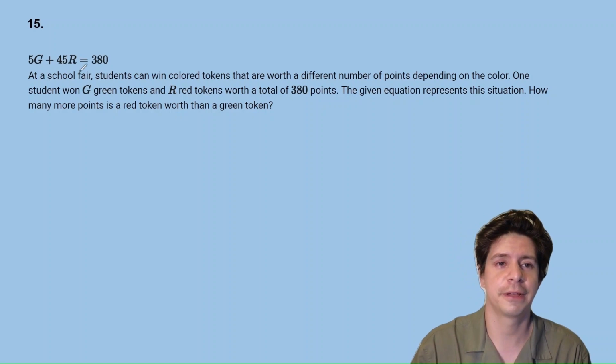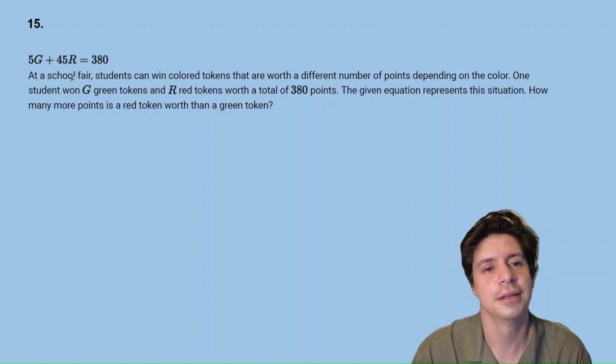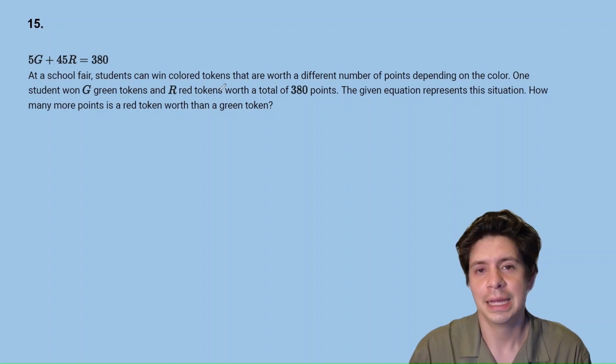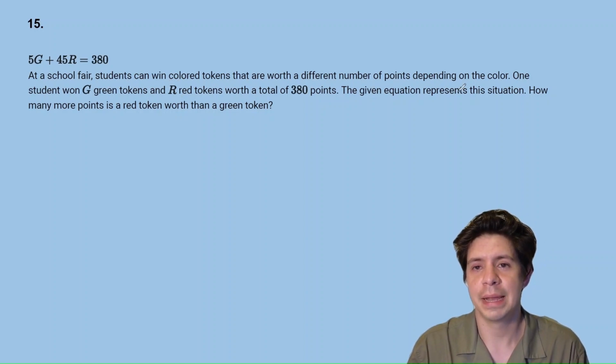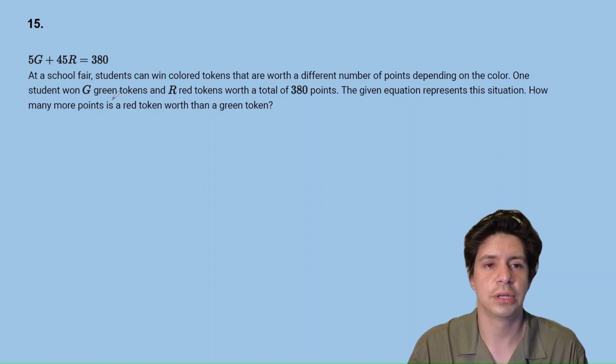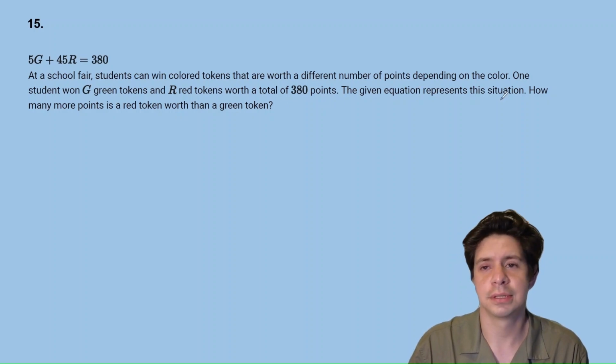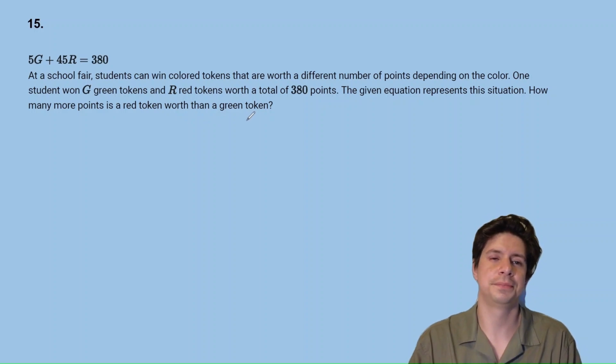5G plus 45R equals 380. At a school fair, students can win colored tokens that are worth a different number of points depending on the color. One student won G green tokens and R red tokens worth a total of 380 points. The given equation represents the situation. How many more points is a red token worth than a green token?